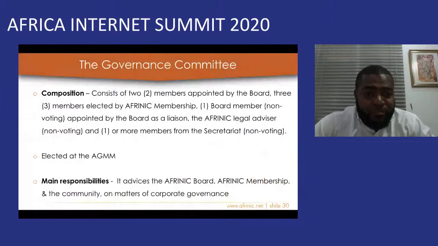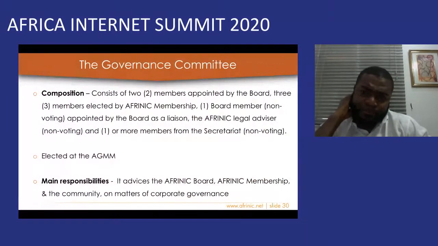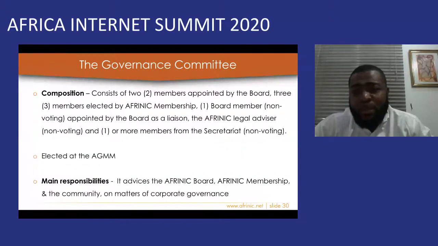We have the governance committee, made up of a minimum of 6 members. We have 2 members appointed by the board, and 3 members elected by the AFRINIC membership. We have 1 board member who is not voting, appointed by the board as liaison between the governance committee and the board of directors. We can also appoint one or 2 members to the secretariat for this committee. They are elected during the AGMM, and the main responsibility is to advise the AFRINIC board and membership on corporate governance matters. So this is the role of the governance committee.